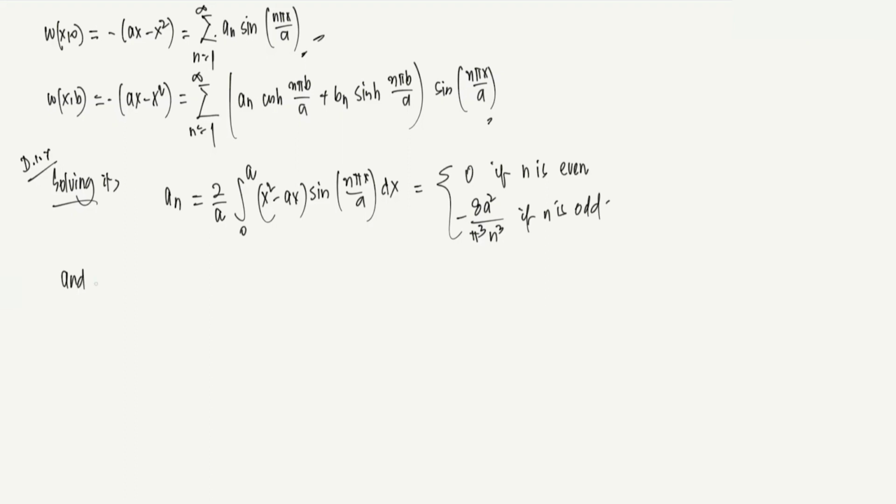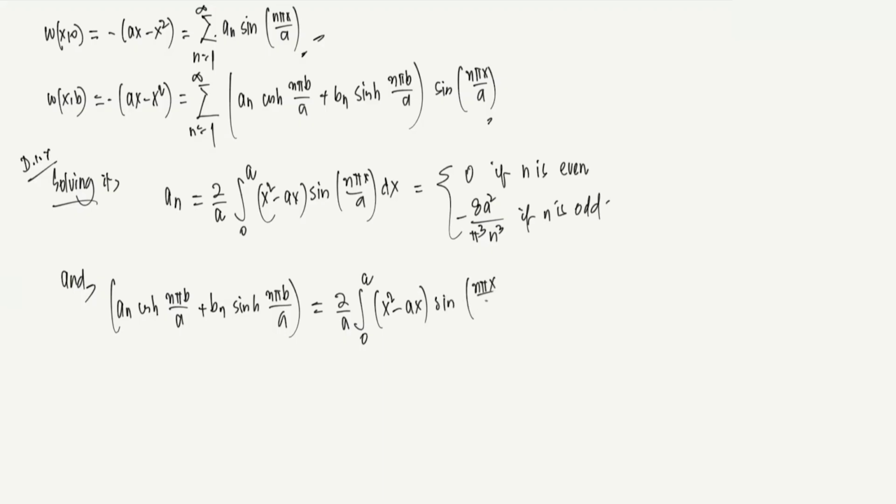What about the second? And what do you get? The second is an cosine hyperbolic n pi b by a plus bn sine hyperbolic n pi b by a, okay, is nothing but 2 by a, integral 0 to a, x square minus ax, sine n pi x by a dx. Okay. All right. I hope this is okay.